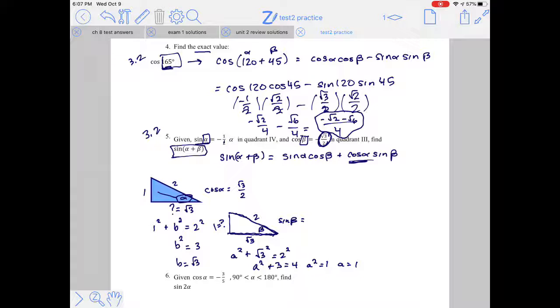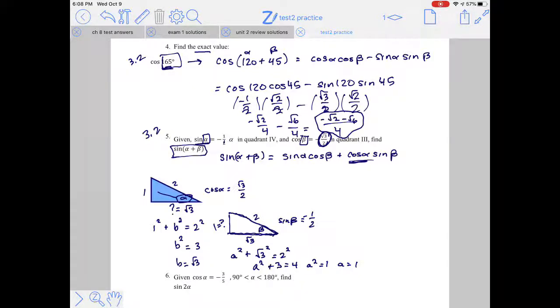So now opposite angle beta would be 1 over 2. But where is angle beta? Quadrant 3. So we've got to make it negative 1/2, because in quadrant 3, only the tangent and the cotangent are positive. So I believe we have all of the quantities we need.